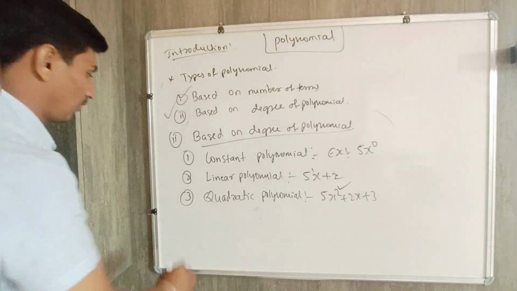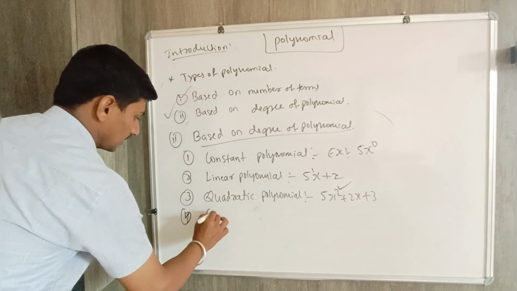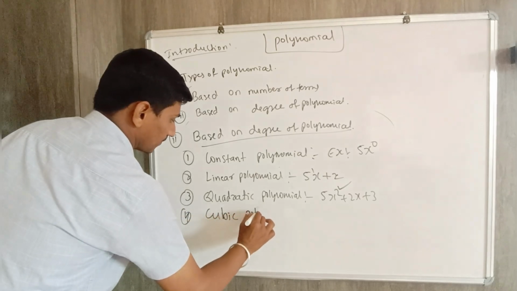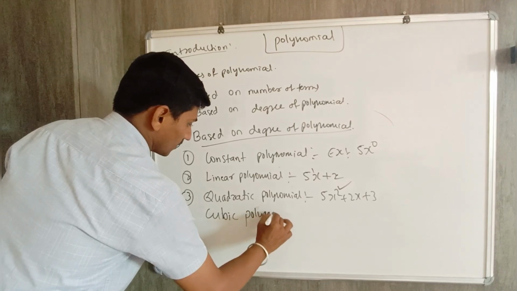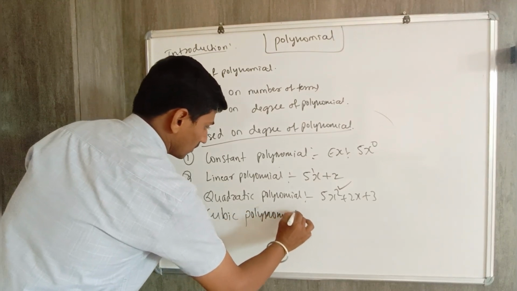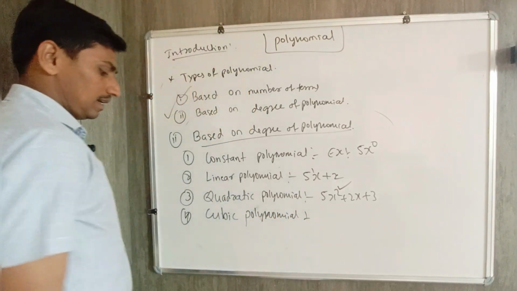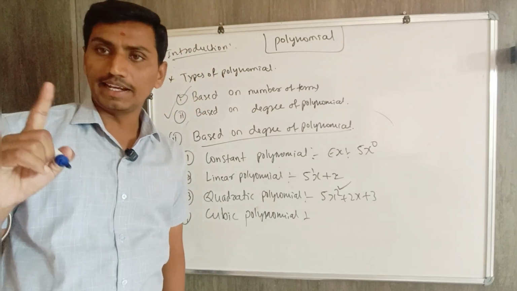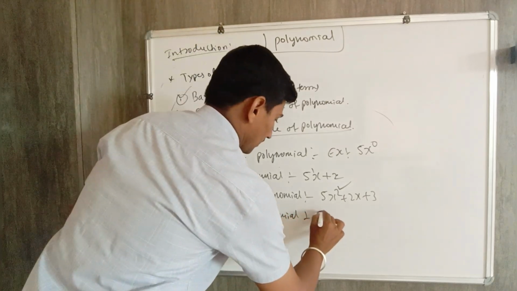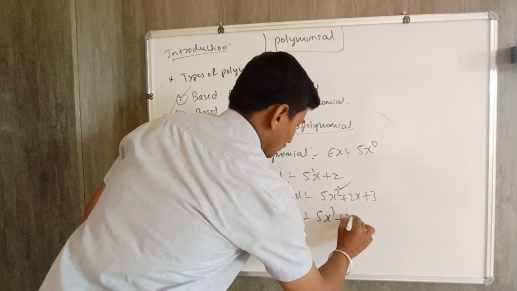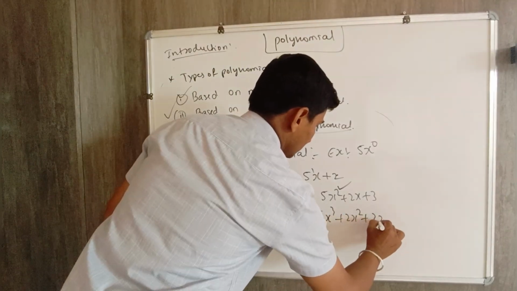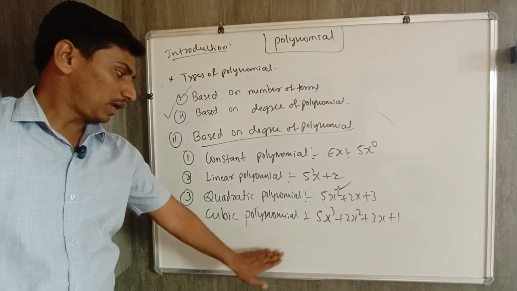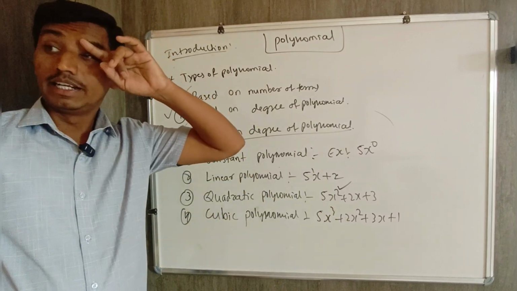Next, the fourth one is cubic polynomial. An example of a cubic polynomial: in a cubic polynomial, the highest degree is 3. So write the example: 5x cube plus 2x square plus 3x plus 1. In a cubic polynomial, the highest degree is 3.